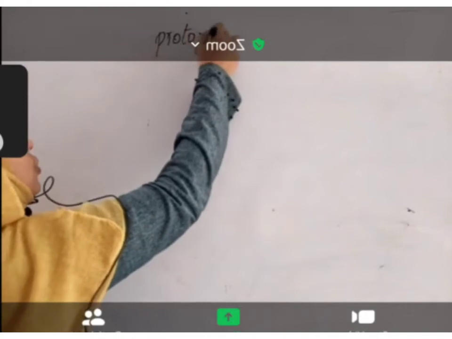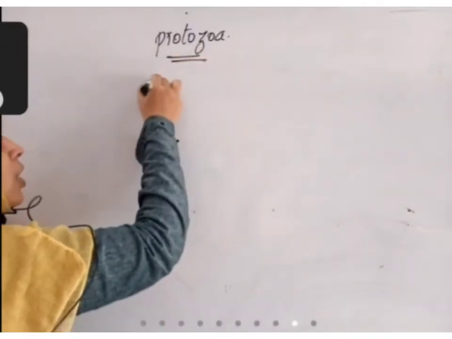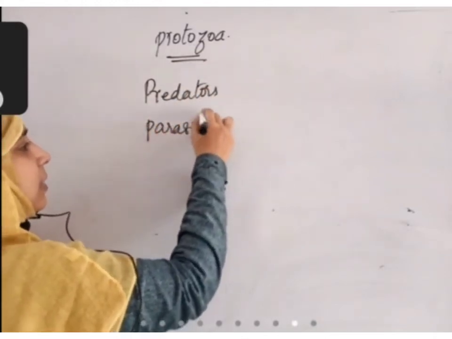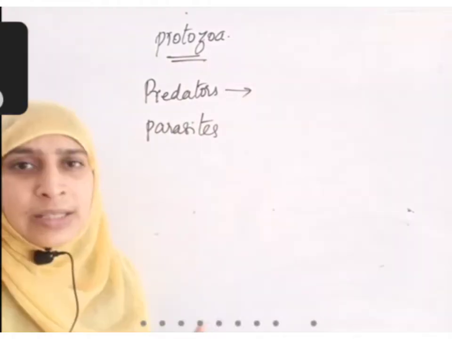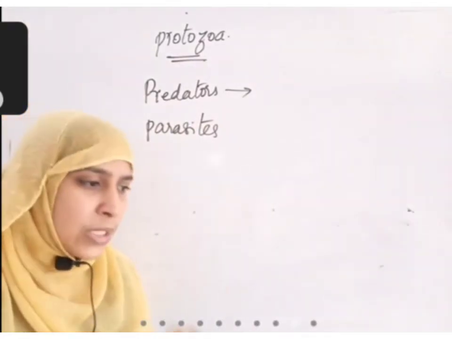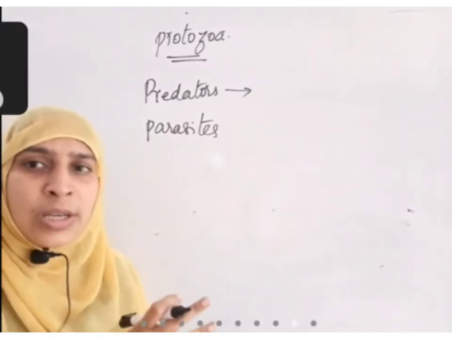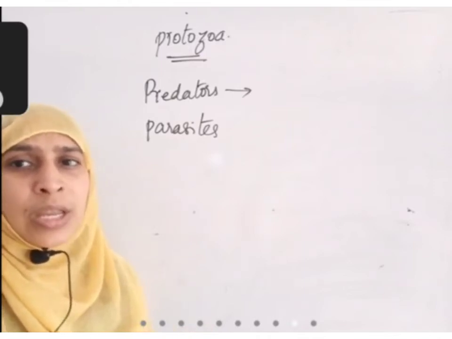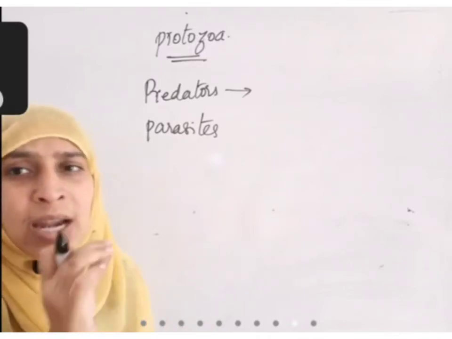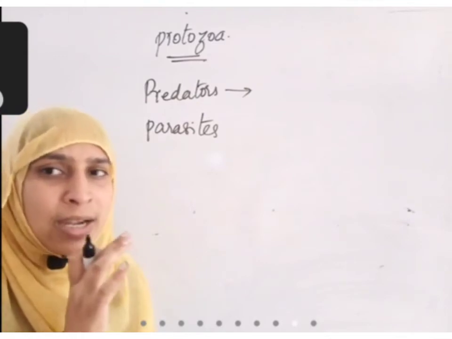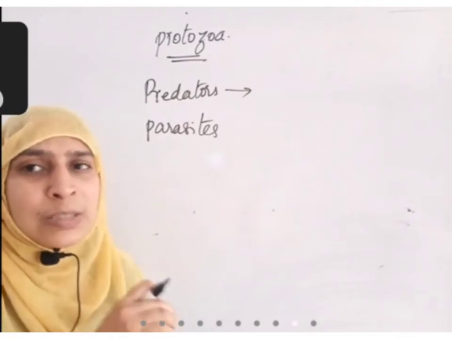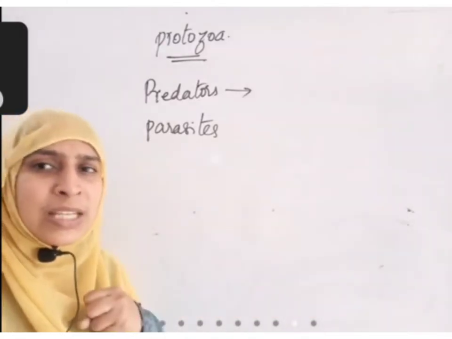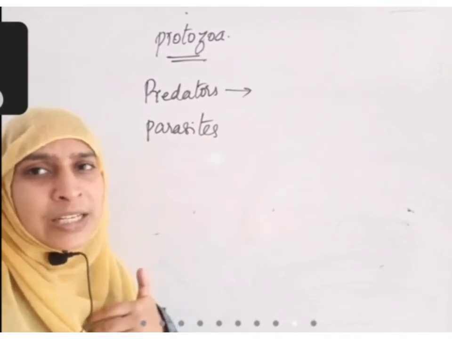All protozoa are either predators or parasites. Predators means they kill other organisms and eat them. They hunt any organism. Suppose a lion is killing a small creature like a deer and eating it. The lion is the predator, the deer is the prey. Not only larger organisms: a crow hunting a small insect and eating it, the crow is the predator and that small creature is the prey. So here also they attack smaller organisms and feed on them. That is why they are called predators.